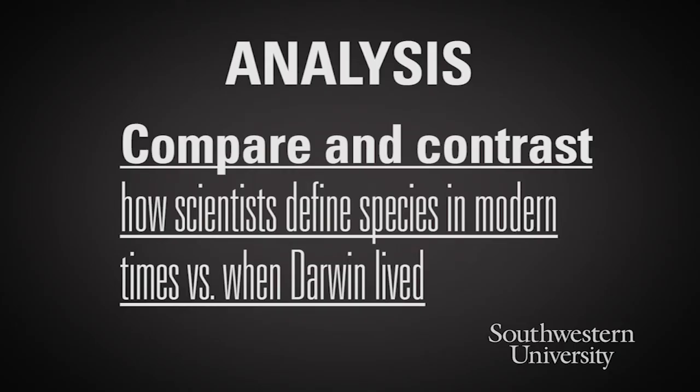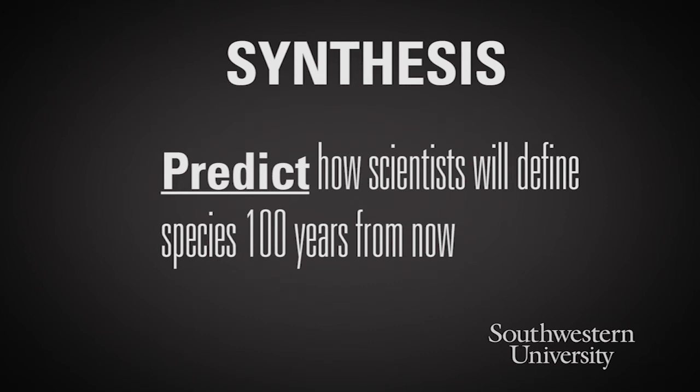After that, kick it up a notch to the next level of Bloom's taxonomy. Analysis. Briefly compare and contrast how scientists define species in modern times versus when Darwin lived. Then, kick it up a notch one more time. Synthesis. Predict how scientists will define species 100 years from now. Then, kick it up a notch.